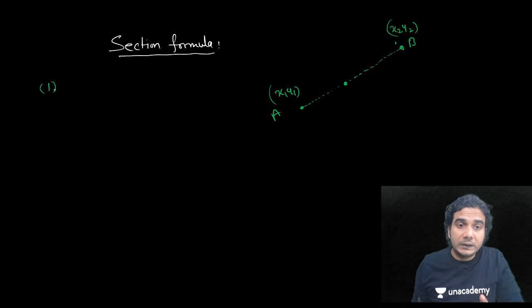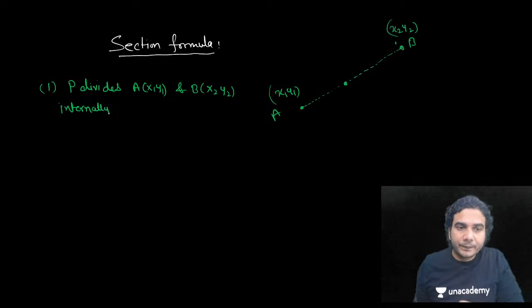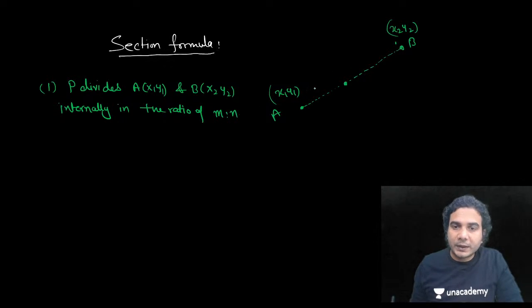First is internal division, we'll see, then external division. So P divides A, x1 comma y1, and B, which has coordinates x2 comma y2, internally in the ratio of m:n. That means this is m and this is n. If they divide A and B internally in the ratio of m:n, then we can write that PA upon PB is going to be m upon n.